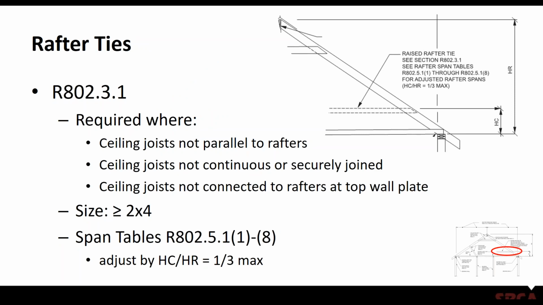R802.3.1 also provides information regarding rafter ties. They are required where ceiling joists are not parallel to the rafters, where ceiling joists are not continuous or securely joined, or where ceiling joists are not connected to the rafters at the top plate. They would need to be at least 2x4, and you find information regarding the rafter spans and the requirements in R802.5.1, tables 1 through 8.